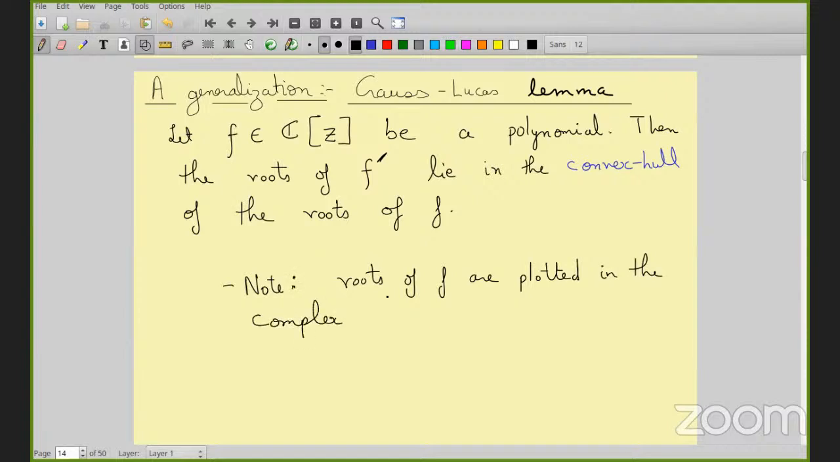There are these so-called circle theorems. We will not do that. There are many things you can do with this kind of stuff, but this is the one we'll be using. So what is the complex convex hull? Basically you take the complex roots of f, you plot them in the complex plane. Then there are some points, and these points have a convex hull. The roots of f prime will lie on or inside the convex hull.